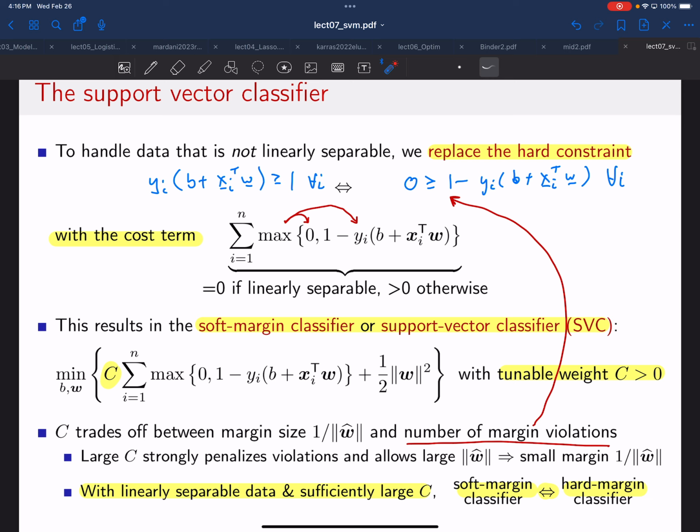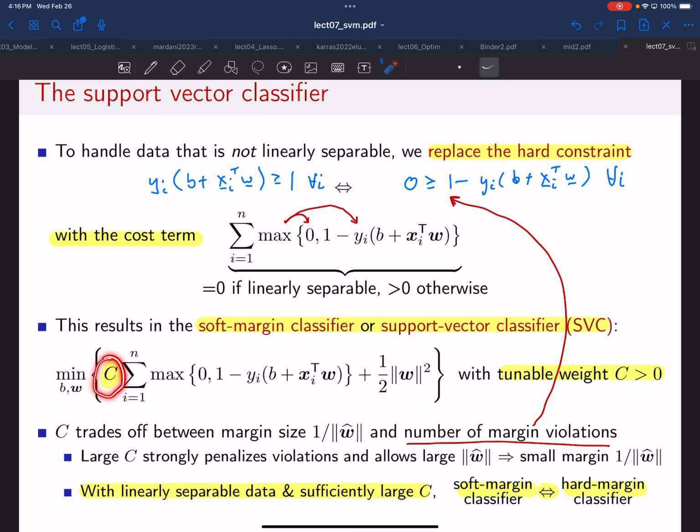So that's the idea that gave us the second design, which we can call the soft margin classifier or the support vector classifier. And it looks like this. Here we have the same term from the hard margin classifier, but now we replace those inequalities with this cost. And the one new thing we had to add is a scalar weight, C.